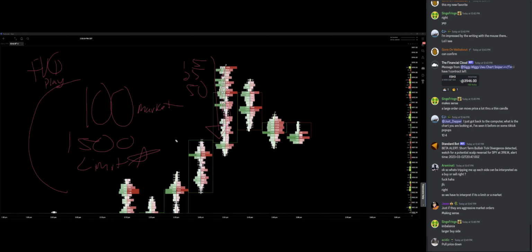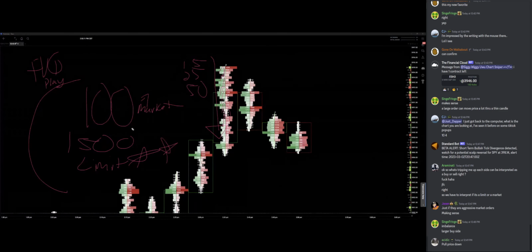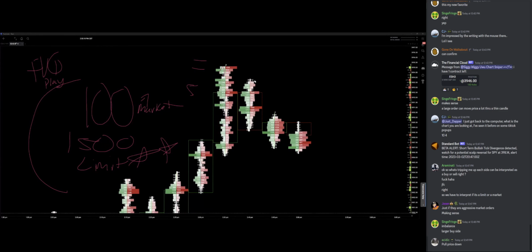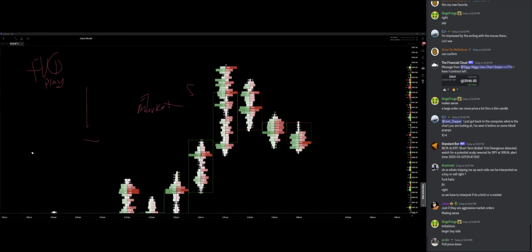Market on closing balance for today's session, 938 million to the sell side. Does that make sense?